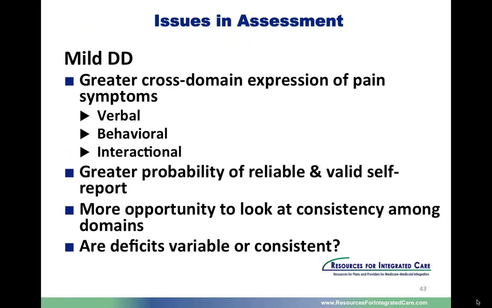We ask the question, are the deficits we're seeing in these different channels variable, or are they all consistent with each other? So we have a lot to look at with someone who is mildly disabled in terms of assessing for the presence of pain symptoms, a lot of areas in which we can look, and they're likely to be more consistent when there is an actual pain problem present.